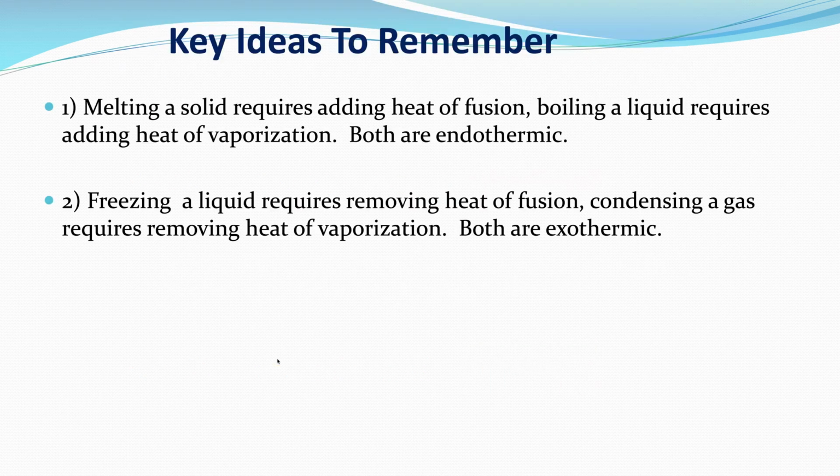Now, the key ideas to remember are as follows. When you melt a solid, you have to add heat of fusion. Boiling a liquid requires adding heat of vaporization. So when you go up in phase, solid to liquid, liquid to gas, that's endothermic. Freezing a liquid requires you to remove heat of fusion. Condensing a gas requires removing heat of vaporization. So going down in phase from gas to liquid or liquid to solid, that requires removing heat. That's exothermic. And that, ladies and gentlemen, is heat of phase change.